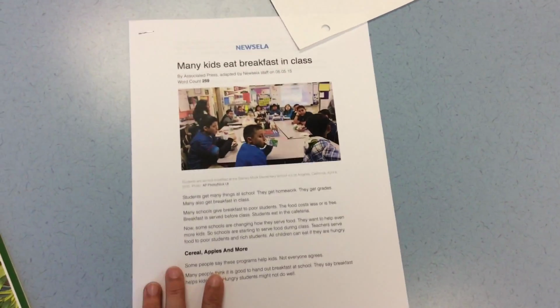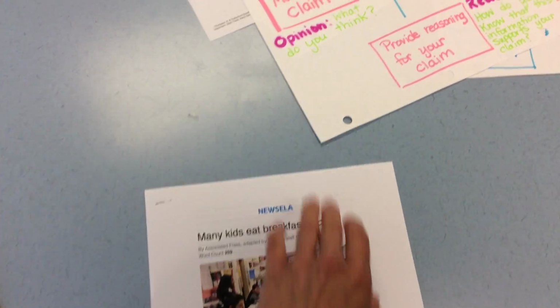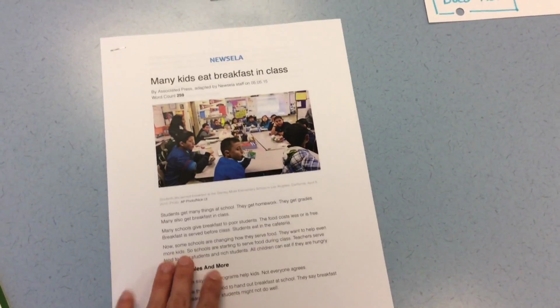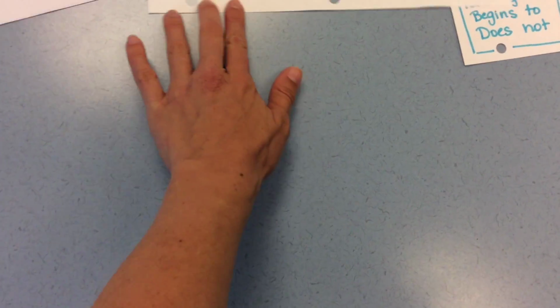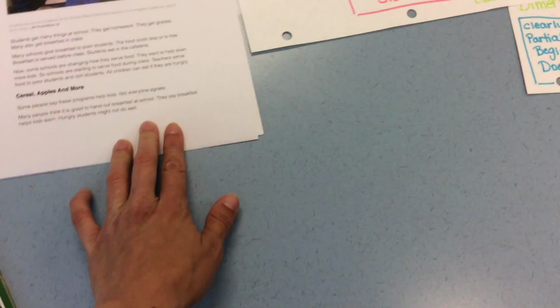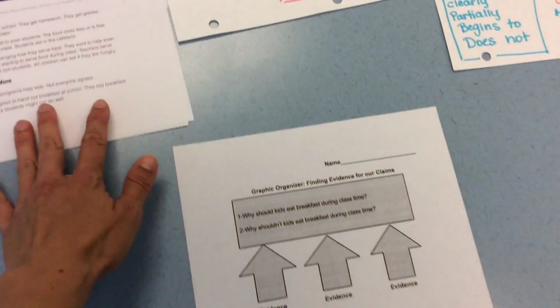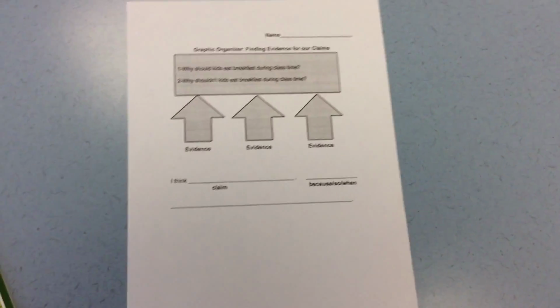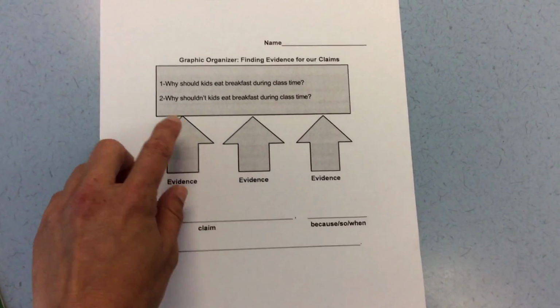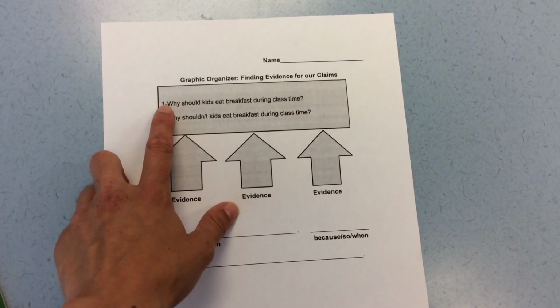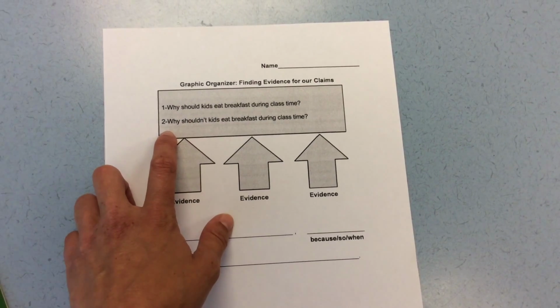So then we had the students go back and highlight whatever opinion they chose to have on the topic and highlight evidence from the article. Then we focused on the language that they would be using in the article, as well as the structure for how they were going to make their evidence or support their claim. So here we have the two options they could choose from. Why should kids eat breakfast during class? Or why shouldn't kids eat breakfast during class?